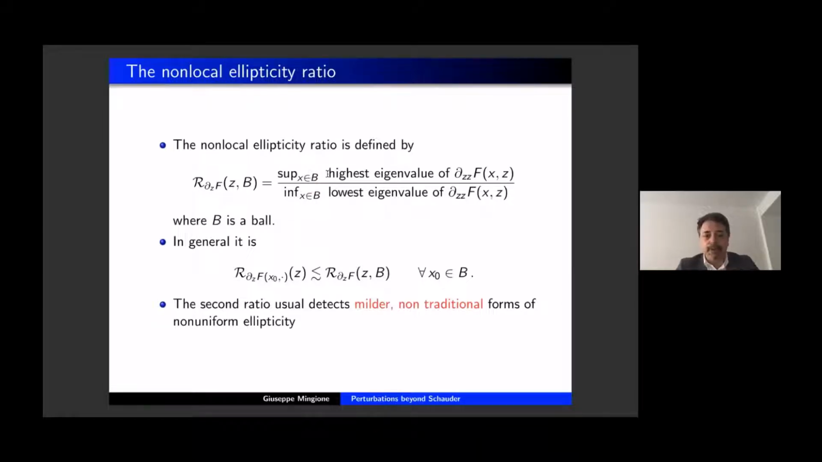You take the sup of the highest eigenvalue with respect to z when x varies in the ball, over the inf on the same ball. You get, therefore, a new non-local larger ellipticity ratio. And this is a very useful quantity, because it's bound to detect milder forms of non-uniform ellipticity that occur and then create problems or new phenomenology, as I'm going to explain in a few moments.